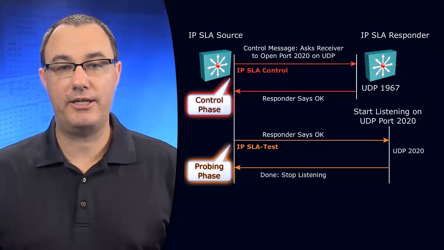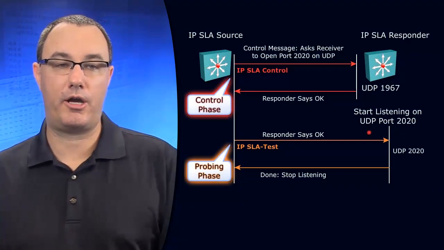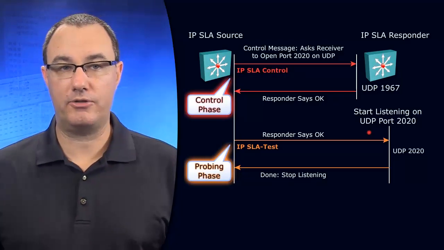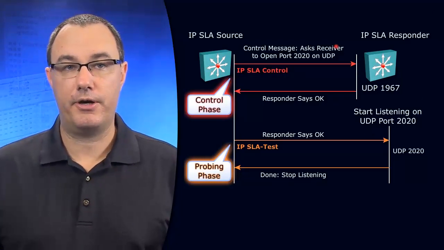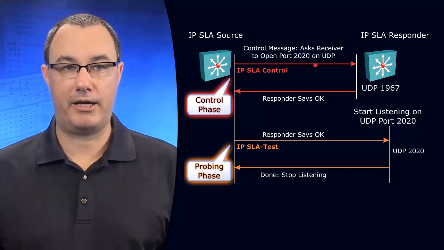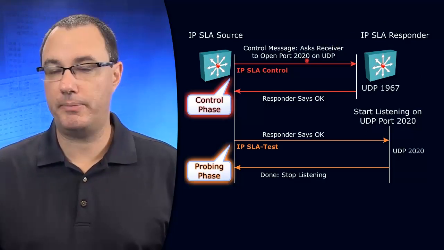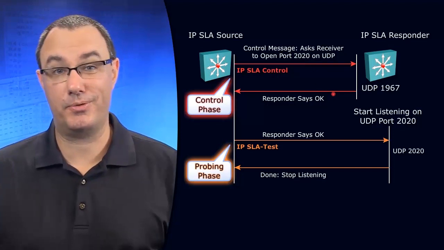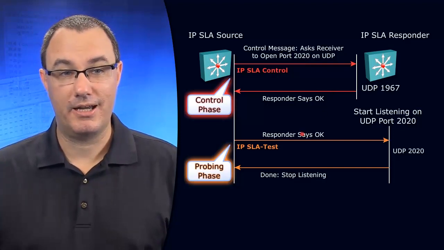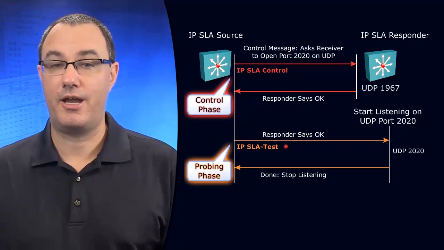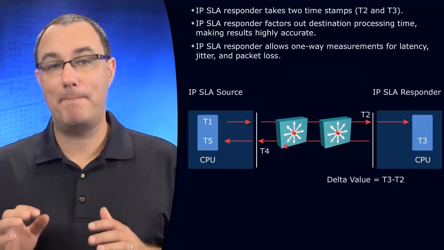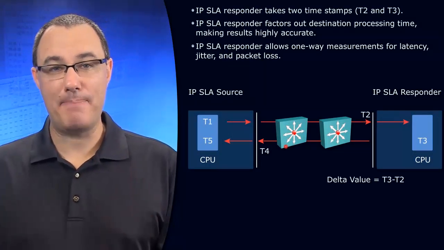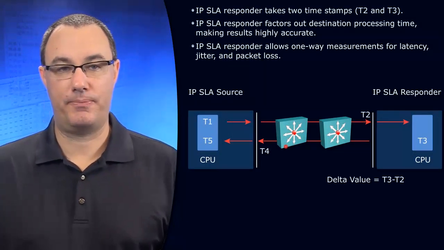What I want you to see in this paradigm of communicating from a source to a responder is, first, there's some communication back and forth. A control over UDP port 2020, where the responder says, yeah, I'm ready to be a responder. And then you can start doing tests. Now, what the benefit is this.